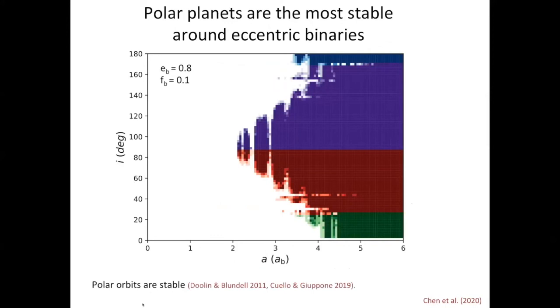Now, this plot shows the stability of planets around a binary with a high eccentricity of 0.8. The y-axis is the inclination of the planet, and the x-axis shows the orbital separation. The colored regions show planets that are stable, and in the white region, they're unstable. So for this high eccentricity, it's clear that the polar planets, meaning those that have an inclination close to 90 degrees, are stable much closer to the binary than the coplanar planets. So given that we have observational evidence for polar gas and debris disks, we expect that planets will be found in the future.